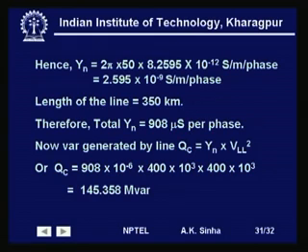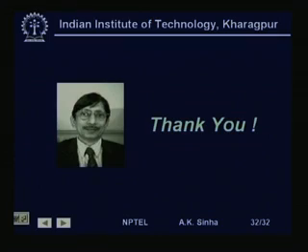Now, the VAR generated by the line QC will be equal to Yn into VLL square, or QC is equal to 908 into 10 to the power minus 6 into 400 into 10 to the power 3 into 400 into 10 to the power 3, this is 400 kilovolts. So, this comes out to be 145.358 MVAR. So, that is all we discuss about the capacitance calculation.